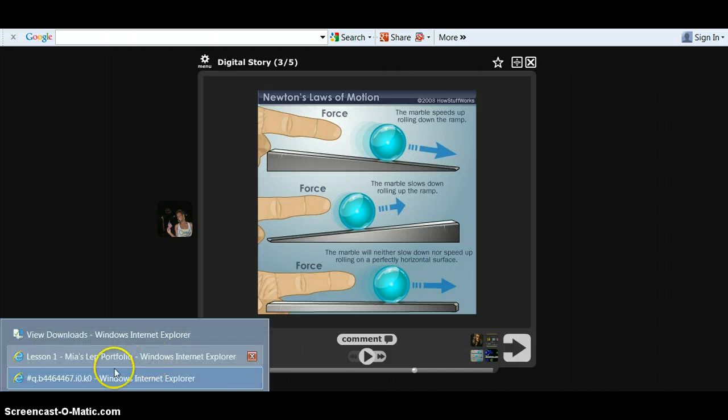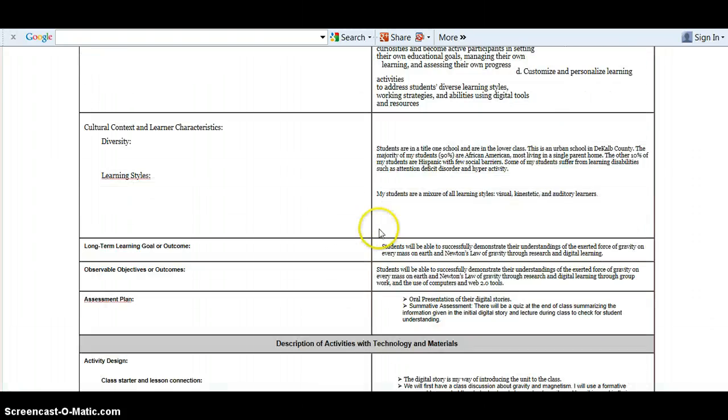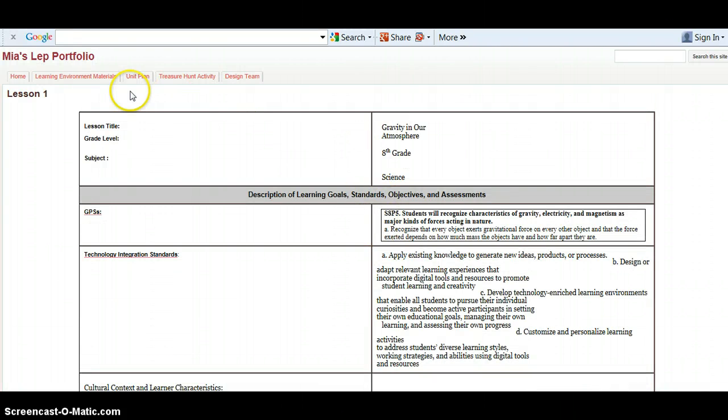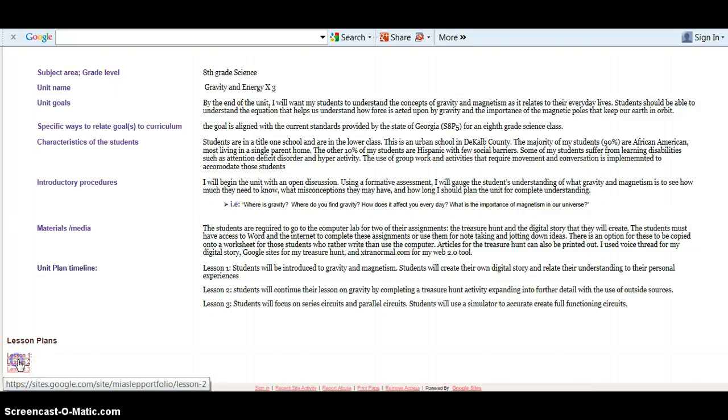Let's go back to the main screen. So that was my digital story. Let's go down to the unit plan. So I have two more lessons. Lesson 2 is actually my treasure hunt.